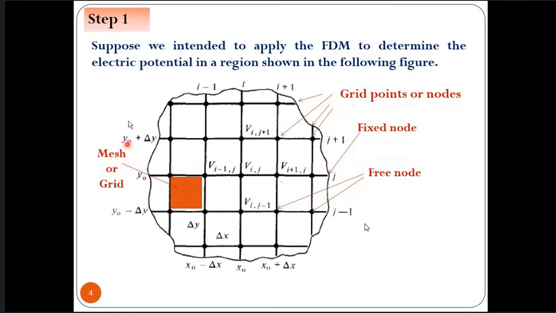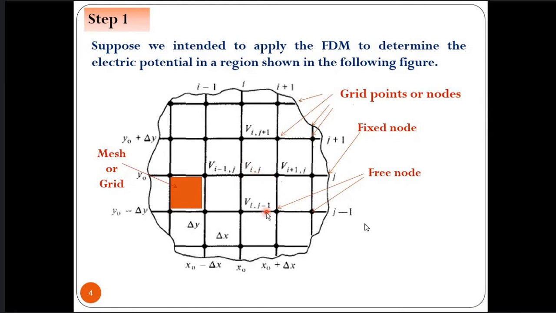So along the y-axis, we are considering this vertical direction. Along this direction, we are considering the x-axis. This line represents y0, and along this line you see it represents x0. Now, at this particular point, the center point, say for example, we are considering that the unknown potential is Vi,j.